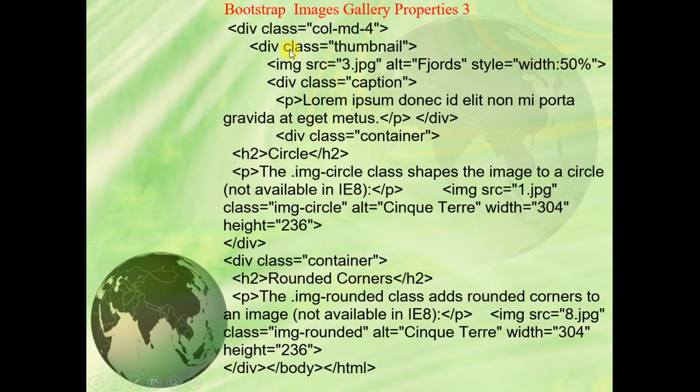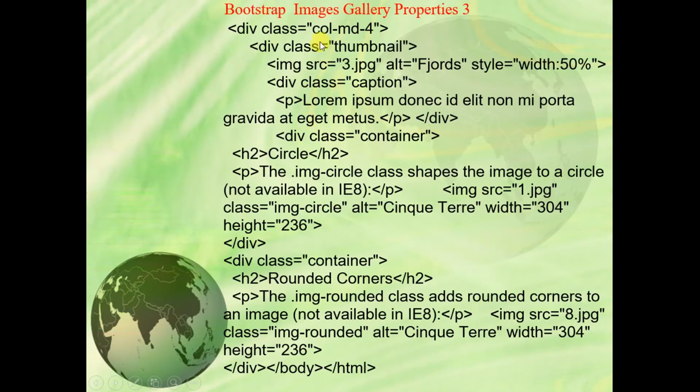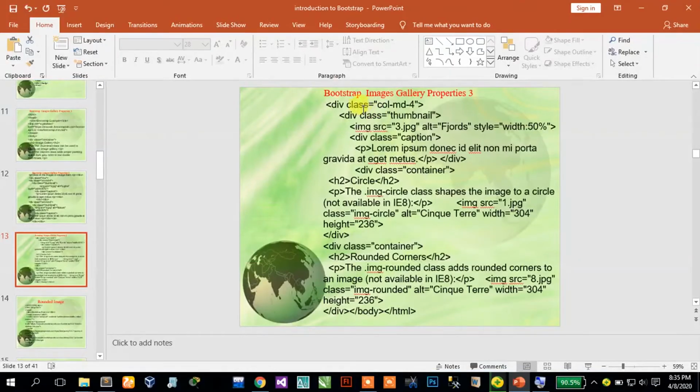Okay, only one row, and the class name is the same, boundary section, and give every class separately. Thumbnail, and here is also another style, with charts. Okay, and width. You can also give a caption here. See how to do.